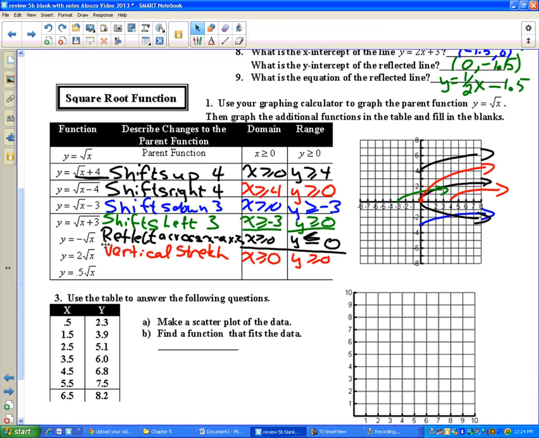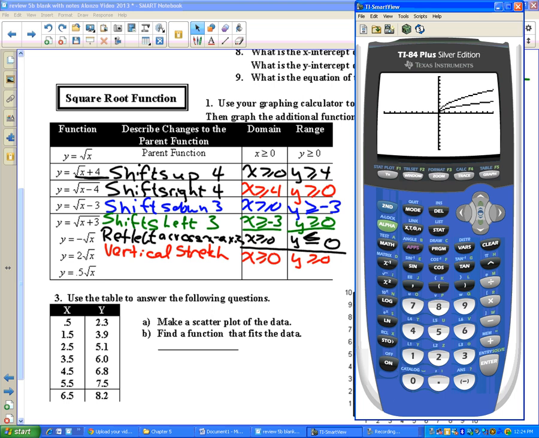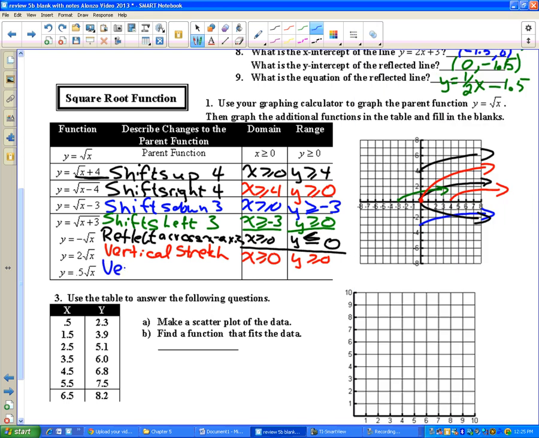The last one is 0.5 square root x. So I'm going to come back to y equals, and I'm going to plug in 0.5 square root of x. There's my parent function. There is the 0.5 square root x. This did a vertical compression. Why? Because it's being compressed down.